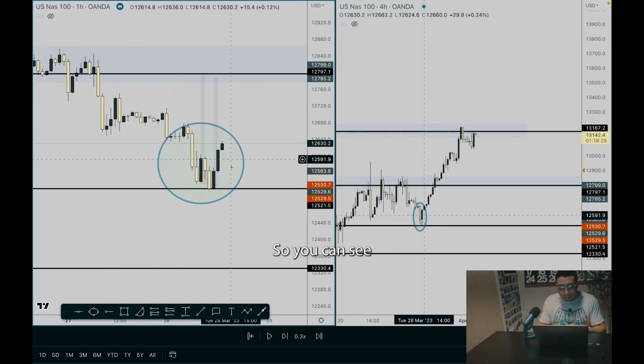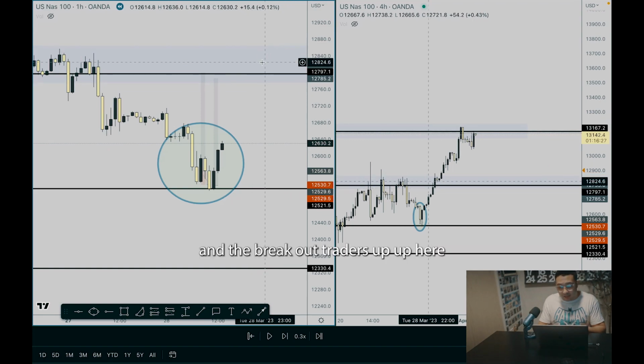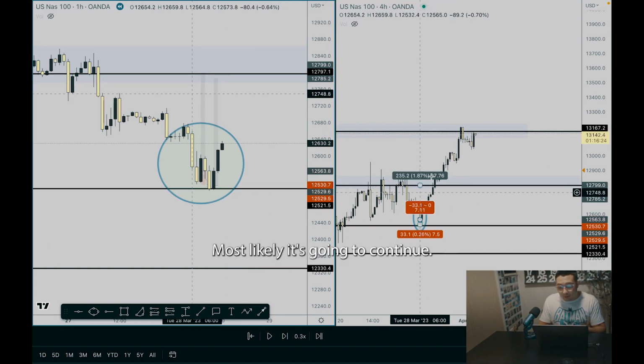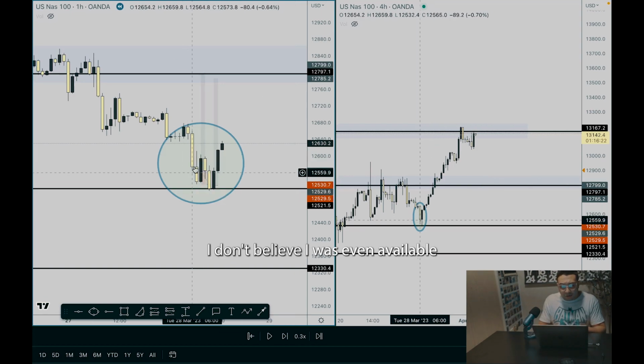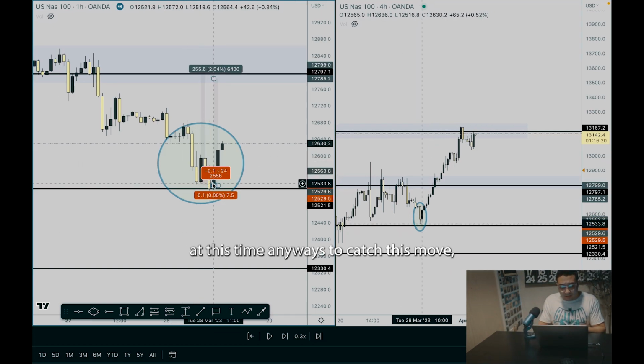So you can see it took off, and the breakout traders got in up here because they understand that, all right, most likely it's going to continue, so that's where I bought. And I don't believe I was even available at this time anyways to catch this move.